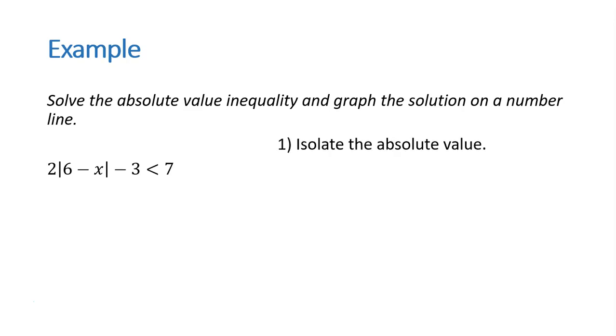So first thing we need to do is isolate the absolute value. We've got a 2 multiplied out front, we've got a 3 subtracted on the end. First thing I need to do is move the 3 over. So add 3 to both sides, we get 2 times the absolute value of 6 minus x is less than 10. Now we need to divide by the 2. Remember, you cannot distribute it, you have to divide it out. Dividing both sides, we get the absolute value of 6 minus x is less than 5. So we've peeled off the wrapping paper.